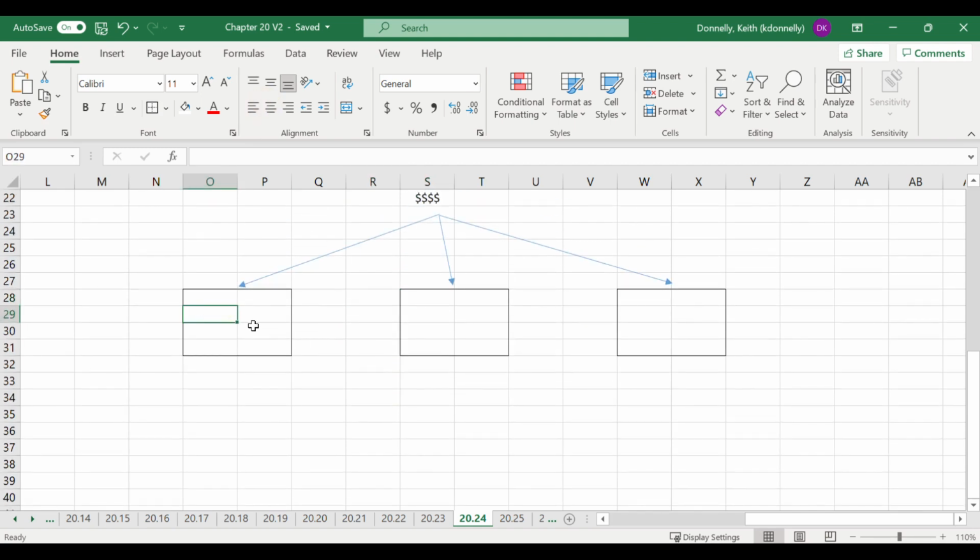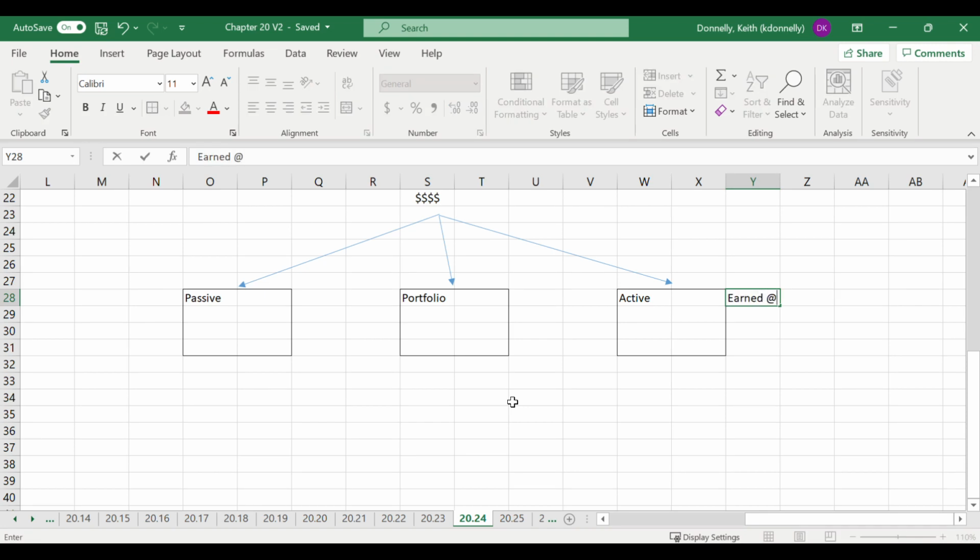You can have passive, you can have portfolio, and you can have active. Any type of income, right? This is basically active is like earned income, right? It's like W-2 income.